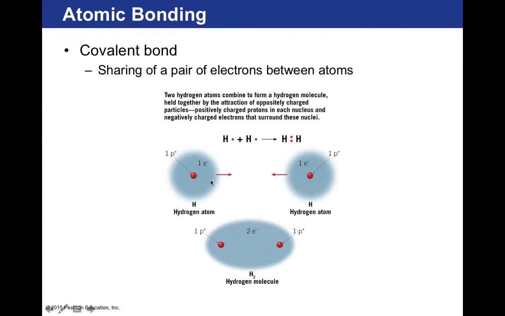So in this example, you have 1 hydrogen atom, so the cloud of electrons is represented by this blue sphere, and then you have the second one, and then when you combine them, you get just a different shaped electron cloud, which means that any of the 2 electrons that can be found in this molecule could be found orbiting either of the nuclei. So when you're sharing an electron between atoms, that's when you have a covalent bond.